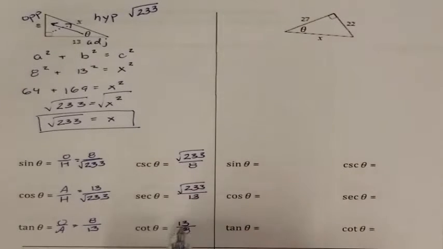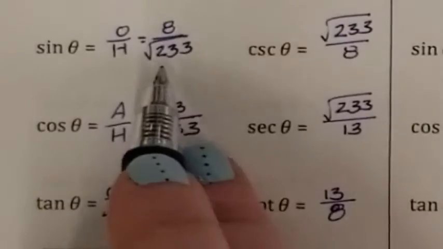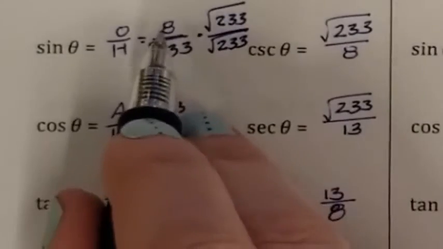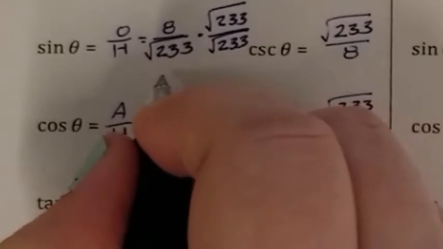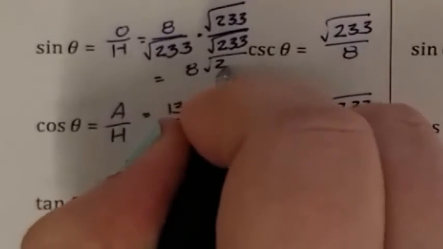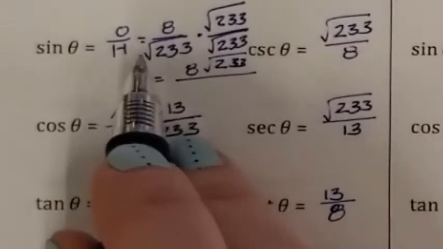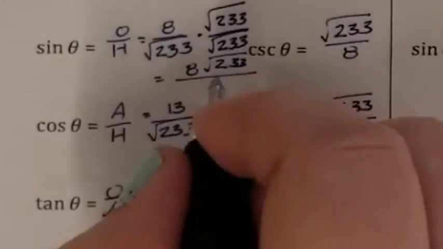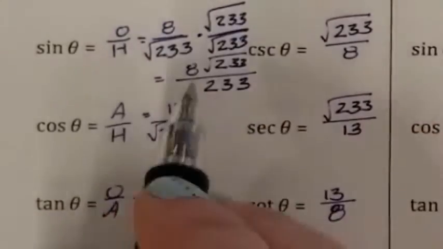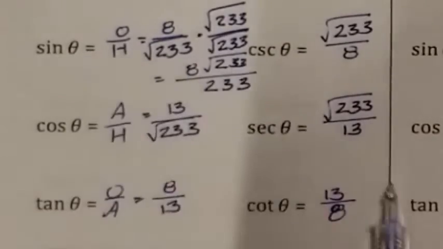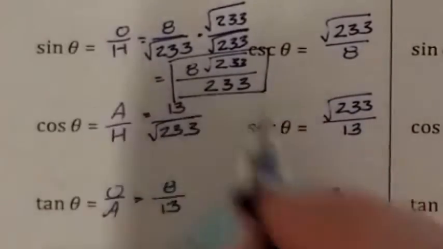I have 4 answers that are done and cannot be simplified. These 2 need to be simplified because their denominators need to be rationalized. If the square root of 233 is what is in the denominator, then that is what we need to multiply both the numerator and the denominator by in order to rationalize it. So 8 times the square root of 233 is 8 square root 233, all over square root of 233 times the square root of 233, which is 233. 8 and 233 do not have anything in common, so this is my final answer.